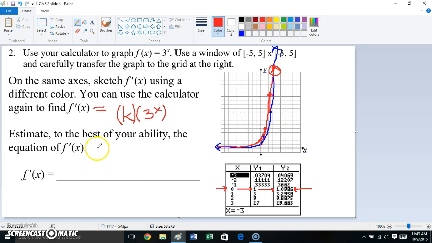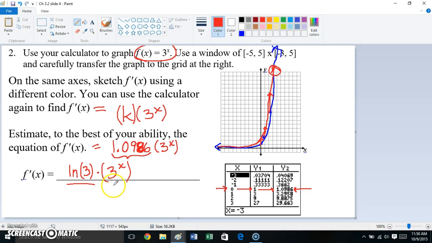By what scale factor? Well, looking at the table, it would appear that it's 1.0986. If you play around on your calculator here a little bit and check this out, the value 1.0986 is actually equal to the natural log of 3. So the derivative of 3 to the x is the natural log of 3 times 3 to the x.